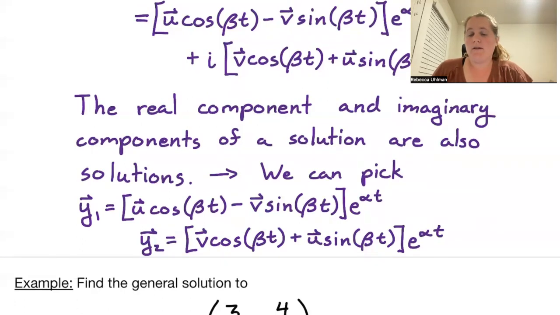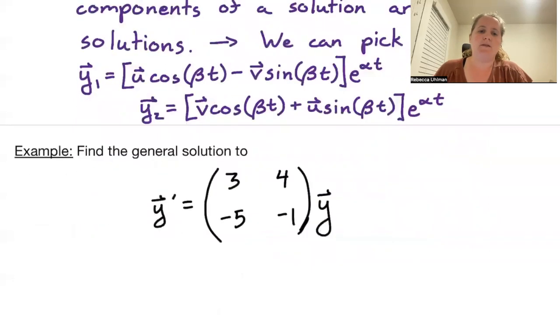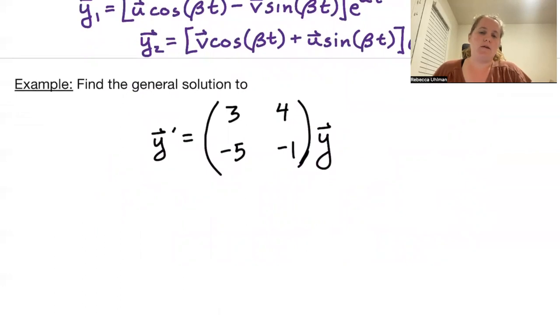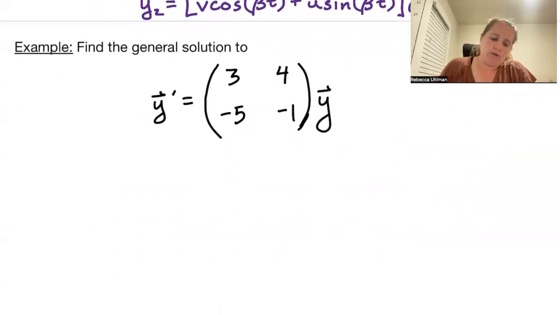So let's go ahead and do this with an example. I'm just going to start off with a 2x2 system. We have y prime is equal to the 2x2 matrix 3, 4, then -5, -1, multiplying y. So the first thing we need to do is find the eigenvalues.